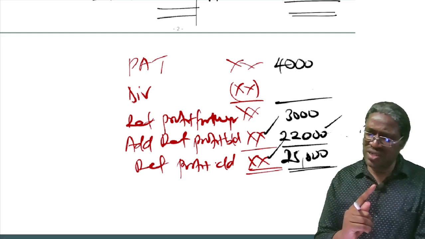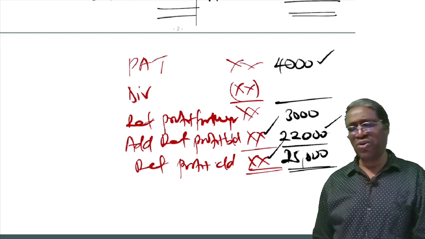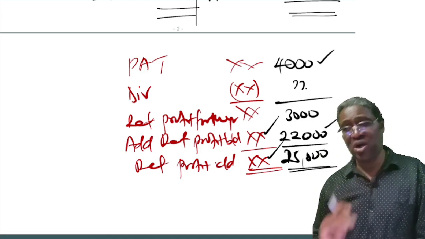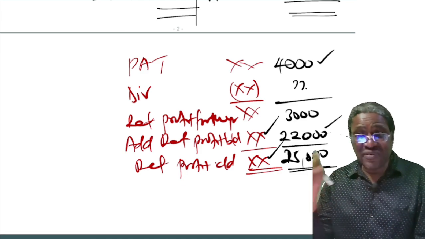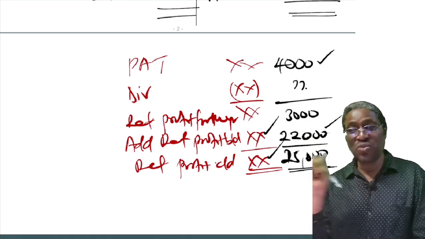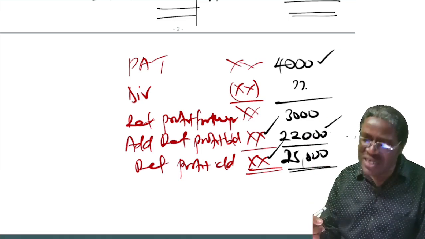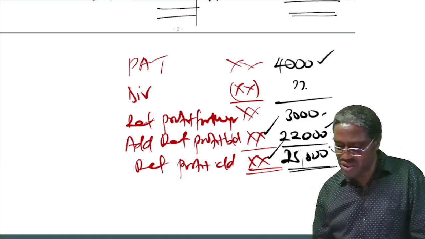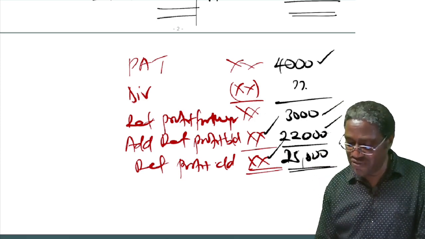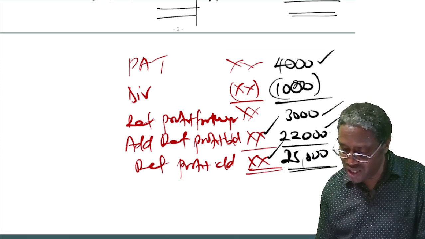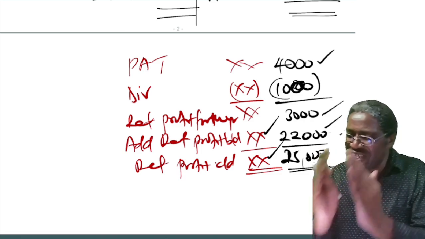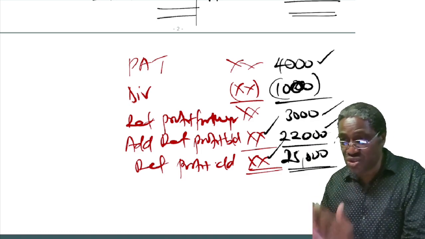Then you argue by saying, if the profit after tax was 4,000, out of which they paid some amount as dividend, which we don't know for now, and then they retained 3,000 out of the 4,000, what must have been the dividend for the year? So you get the difference, which is another 1,000. That's how we determine the dividends paid during the year if it is not given.